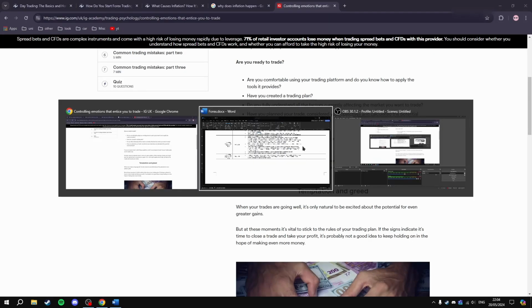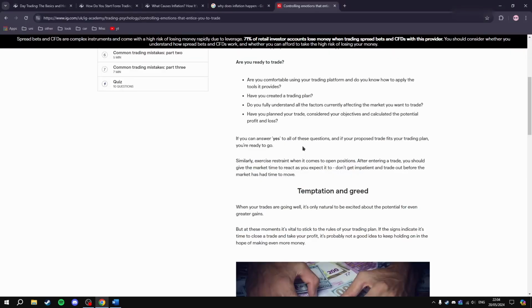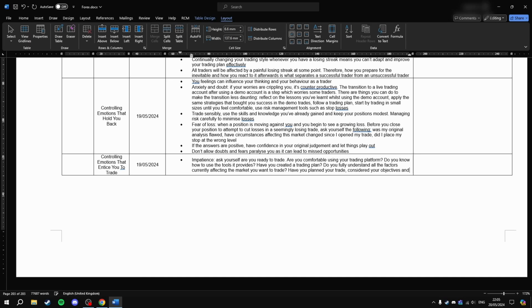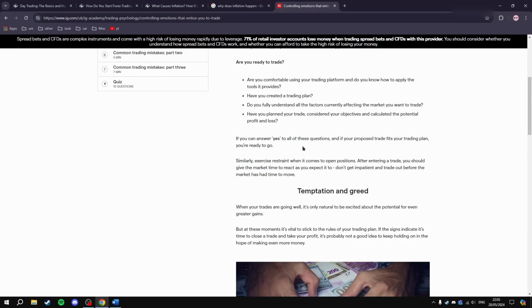Have you planned your trade, considered your objectives, and calculated the potential profit and loss? If you can answer yes to all these questions, and if your proposed trade fits your trading plan, you're ready to go. Similarly, exercise restraint when it comes to open positions.